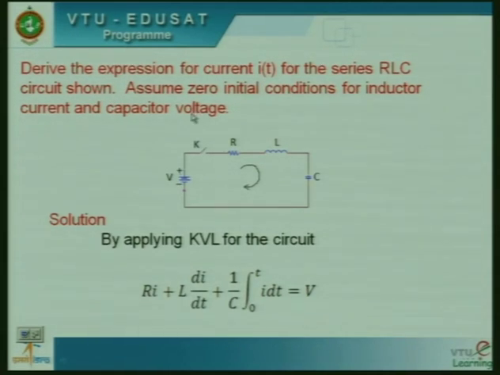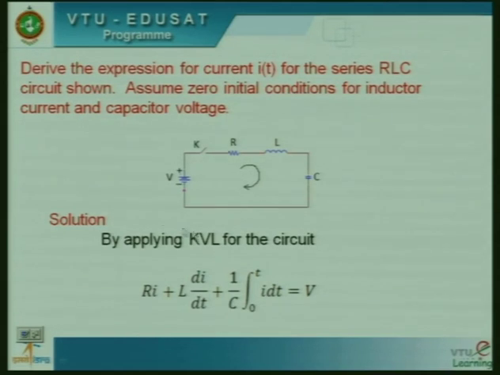Again, to make our problem simple, let us first assume the circuit with 0 initial conditions. Later on we will take up problems with some initial value of current through the inductor and initial value of voltage across a capacitor. Now, let us derive the expression for current I of t for a series RLC circuit. We assume 0 initial conditions for the inductor current and capacitor voltage.